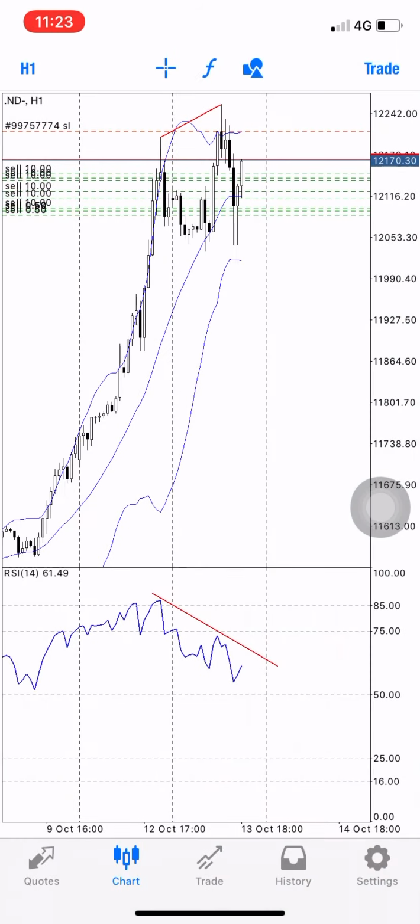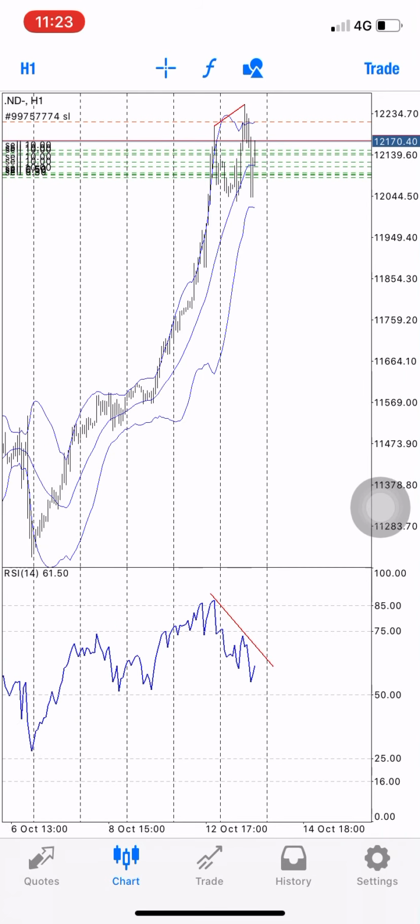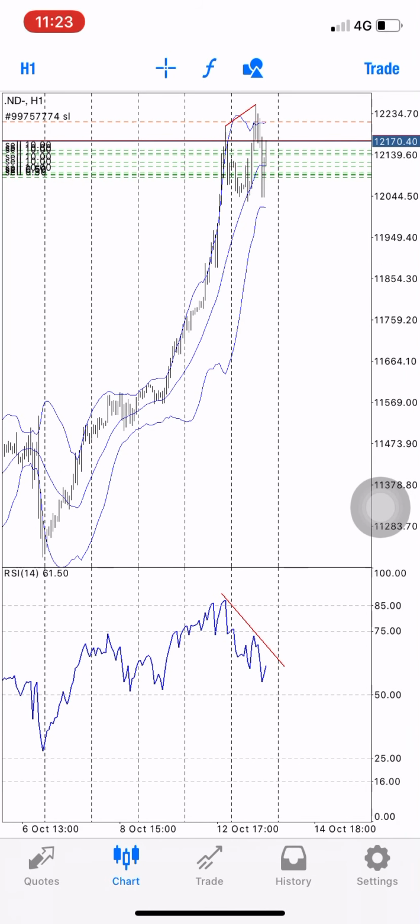So what is the use of RSI? RSI is for us to actually identify divergence. Divergence is very important to me because I actually trade it using divergence.